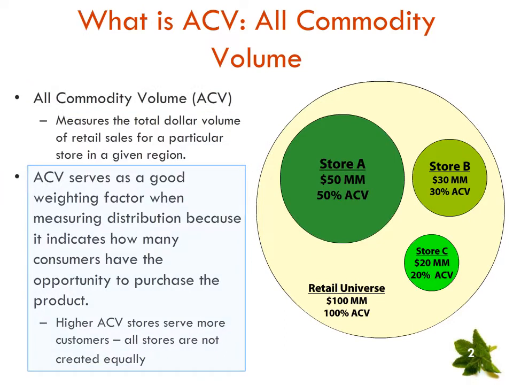ACV is a good predictor of how many consumers had the opportunity to purchase a product in a given region. Also worth noting is that SPINS tracks UPC-coded items only. SPINS doesn't track any bulk, deli, PLU, etc. items. SPINS UPC-coded items may also be referred to as SCV or scanned commodity volume.